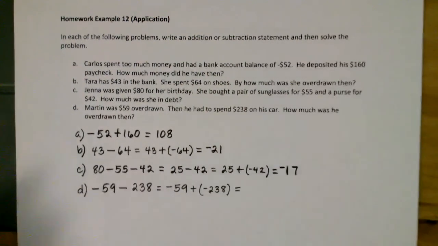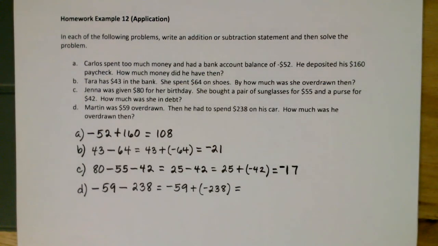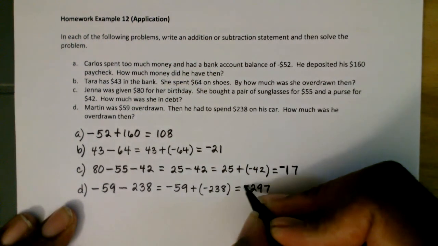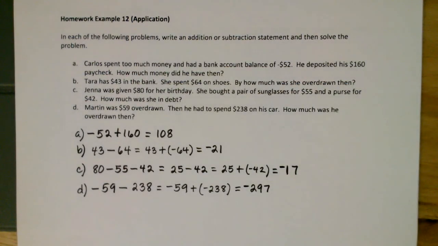So here we're adding two integers with the same sign. So we add and keep the same sign. So we add 59 and 238, that'd be 297. Both signs are negative, so the answer would be negative. So in other words, he was overdrawn $297.